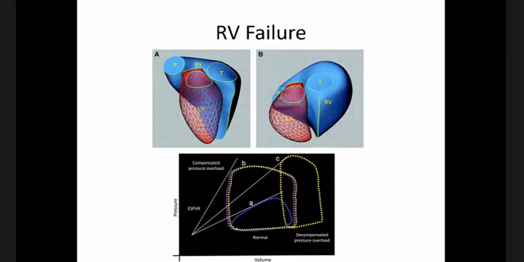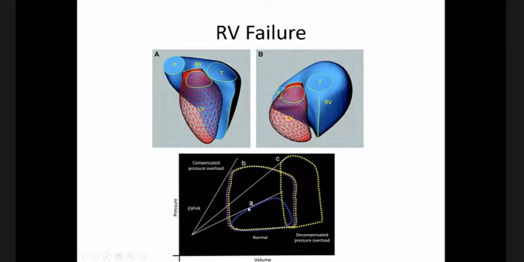The last thing we are going to talk about is RV failure, because we have already talked about forward versus backward failure. The only thing is we have talked mainly about LV failure, but RV failure is a very important component because some amount of RV failure happens in most patients with HFpEF. Now, why this happens is normally the RV is a very compliant and a large structure. Actually, if you look at it, the RV volumes are more than the LV volumes. And it stretches significantly for any increase in the afterload.